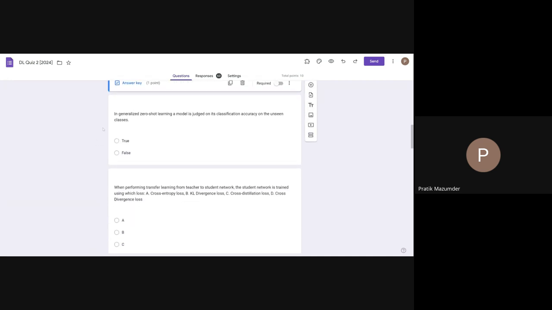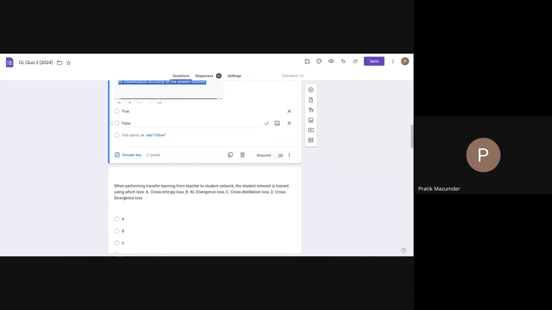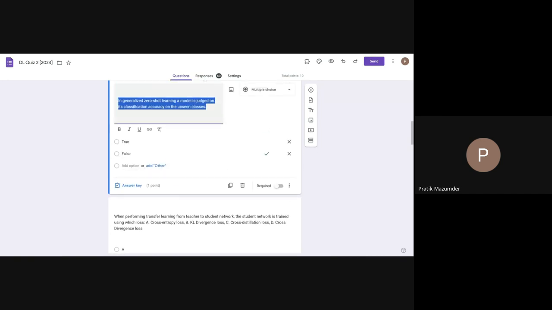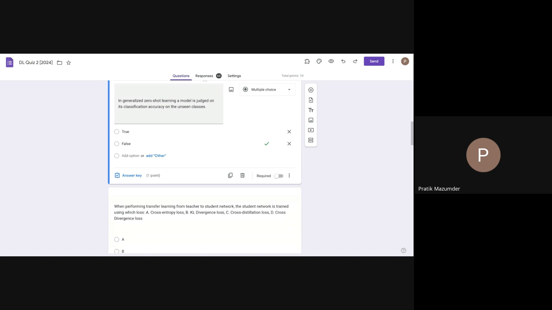Now the next question. In generalized zero-shot learning, is a model judged on the classification accuracy on the unseen classes? The answer will be false, because generalized zero-shot learning is judged on the classification accuracy on all the classes, seen as well as unseen. For simple zero-shot learning, not generalized, this would have been true, but not for generalized zero-shot learning.